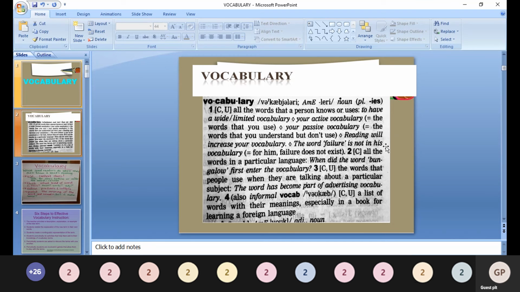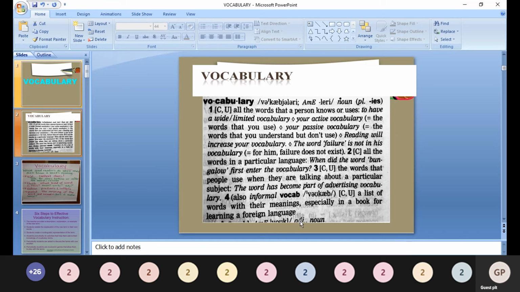The word failure is not in his vocabulary. For him, failure doesn't exist. This is a figurative way of saying it. All the words in a particular language: when did the word Bangla first enter the vocabulary? The words that people use when they are talking about a particular subject. The word has become part of advertising vocabulary. A list of words with their meanings, especially in a book for learning a foreign language.